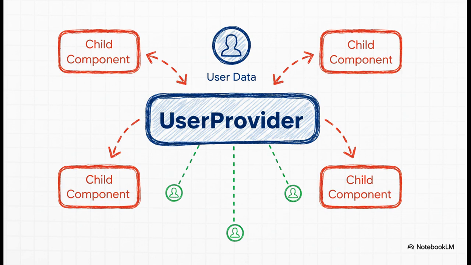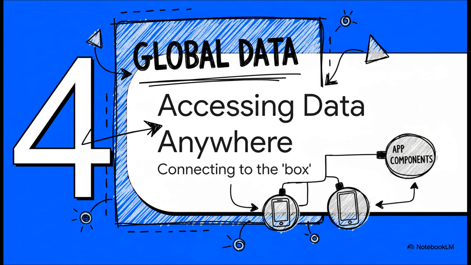It's the component that's in charge of the data. It holds the user state, and its entire job is to provide that state to any child component that needs it. It's the source of truth for our user data. So, we've built the box and we've put the data in it. Awesome. Now for the fun part. Let's actually connect our app to this system and see how our screens can start using this global data.